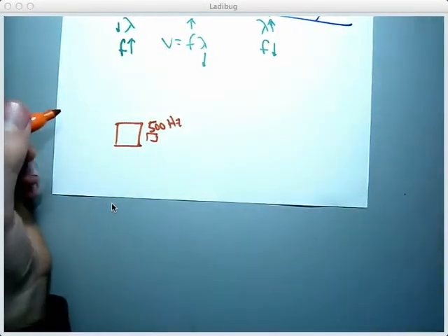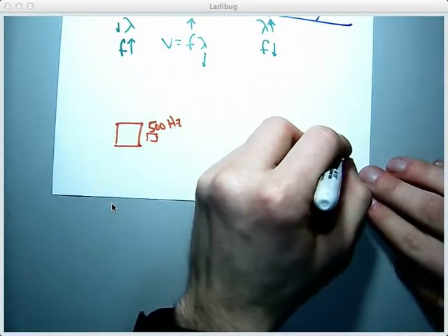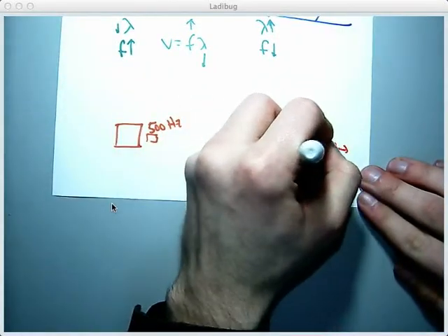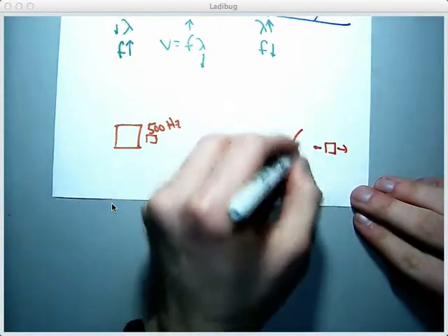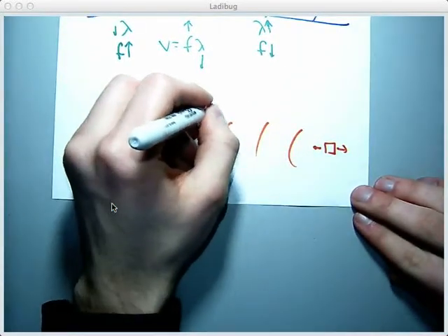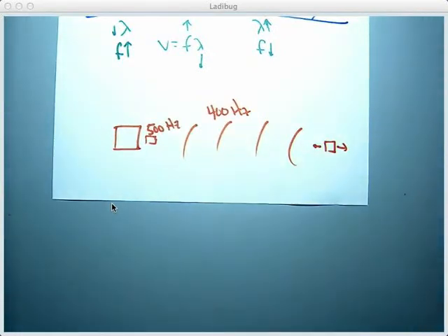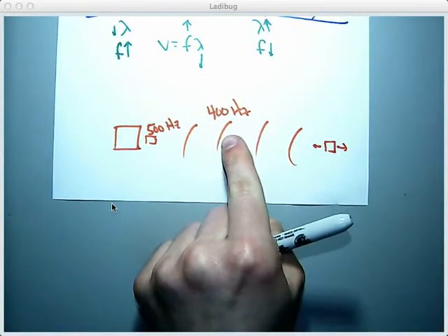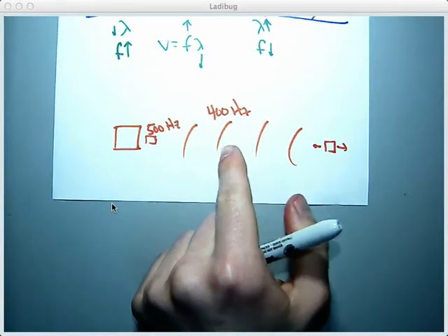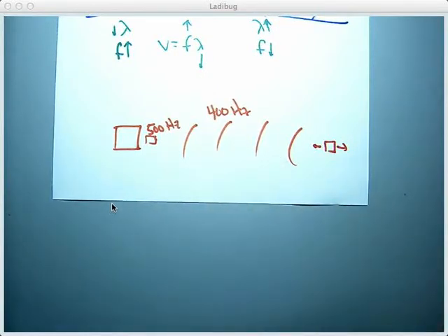You know there's an identical train horn. It's off in the distance. It's moving somewhere. I don't know where it's moving. But you hear its waves as 400 hertz. Is that train moving towards you or away from you? Okay, first of all, does it sound higher or lower? Sounds lower. So is it moving towards you or away from you? It's moving away from you. Okay?